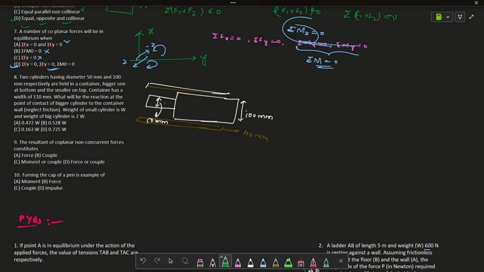That's why I'm getting confused about why it's happening. Let's suppose this one is the ground, so W is acting here, and again W is acting here. I mean, 2W is acting here. So what will be the reaction at the point of contact of the bigger cylinder to the container wall?